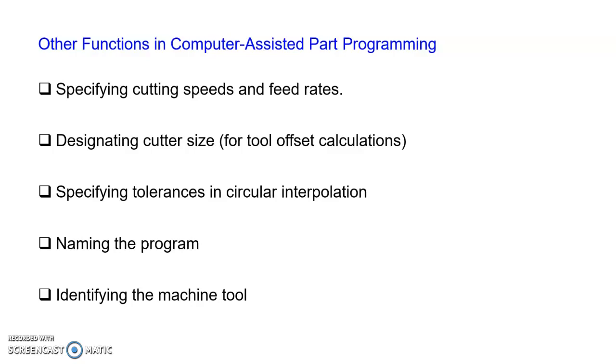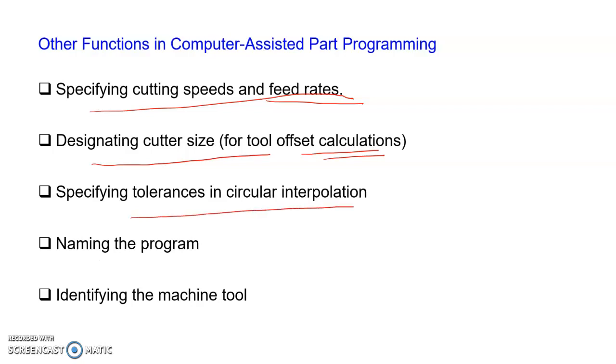Other functions which have to be done by the operator in computer-assisted part programming are specified like this. Specifying the cutting speed, feed, etc. has to be determined by the operator. Then designating the cutter size, that is, tool offset calculations. So cutter diameter, length, etc. the operator has to provide. Then specifying tolerance in circle interpolation, naming the program, and identifying the machine tool. These are all other functions of the operator.